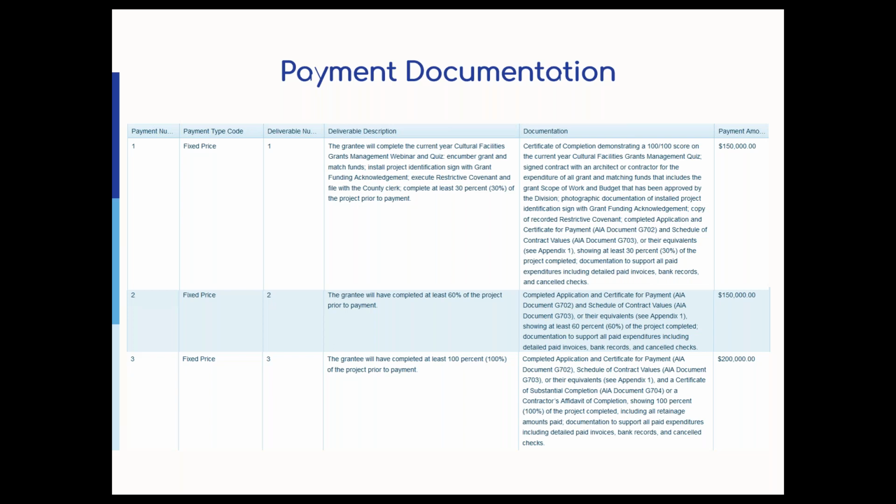Payment 1 also requires the grant management quiz certificate. The link you will get in the follow-up email. It's also in the chat. And the contract with the architect or contractor that's already been approved by me, and proof of the funding credit acknowledgement sign. I have some examples about that in a future slide as well. And a copy of the recorded restrictive covenant.